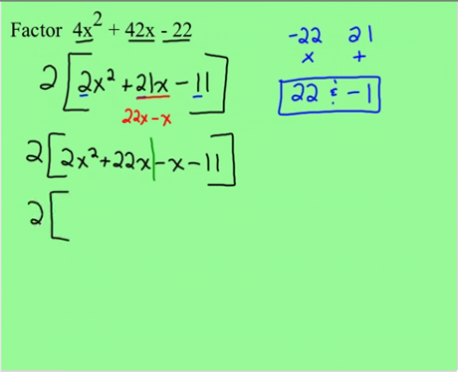What can I factor out of these first two terms? What can I factor out of 2x squared and also 22x? Yes, I can factor out a 2, and I can factor out an x. 2 and an x. What's left? Well, 2x times x is 2x squared. And then I say, well, 2x times what gives me 22x? Well, 2x times 11 gives me 22x.